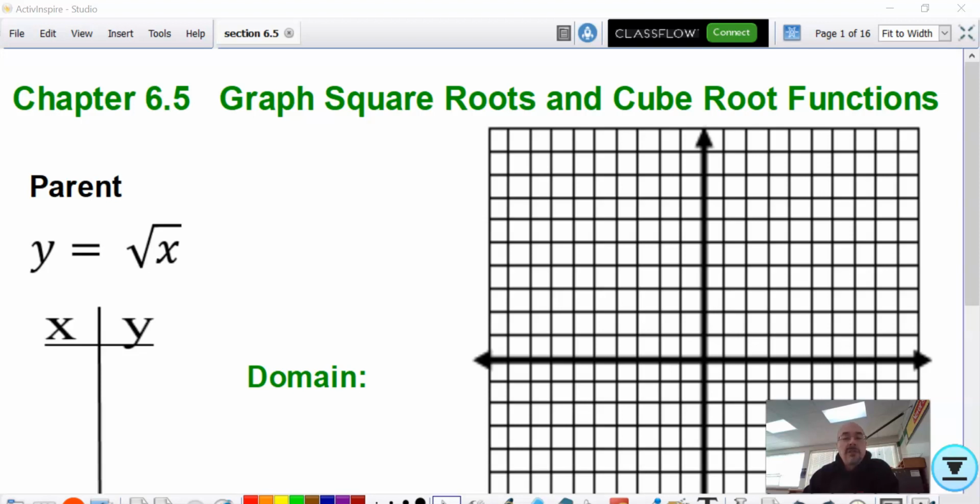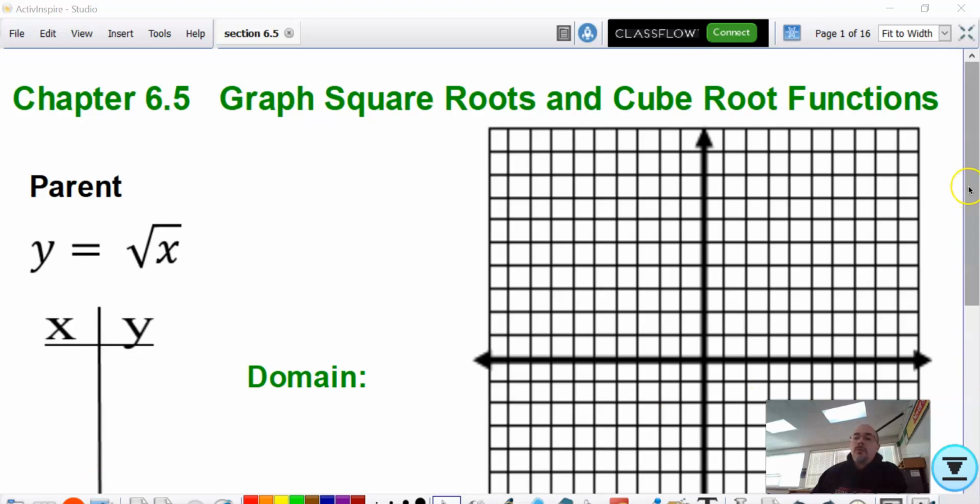We are on chapter 6.5. We're going to graph square root and cube root functions. In this video, I'm just going to do the graph square root functions, and then I'll make another short video of doing the cube root functions. All right, ladies and gentlemen, let's get started.